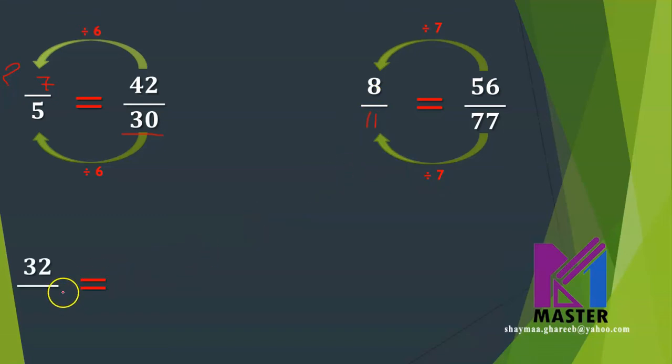Now let's do one more question. 32 over what gives 4 over 10? I will start from the given fraction towards the fraction that has a missing number. The 4 became 32. The 4 is getting bigger, so it is multiplication. 4 times 8 equals 32.